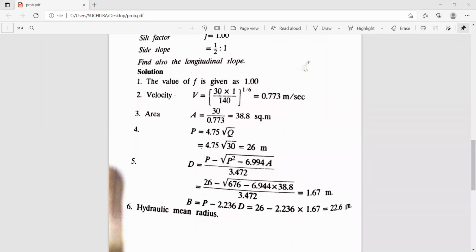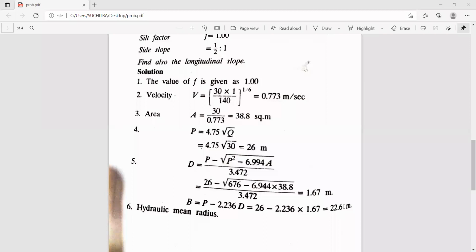Now, in Lacey's method of channel design, the hydraulic mean depth is taken as a variable. Hence, we have to calculate the hydraulic mean depth by using two equations. One is R is equal to 5/2 V square by F. The other one is R is equal to A by P. Then we have to compare the values of the hydraulic mean depth obtained by the first equation and the second one.